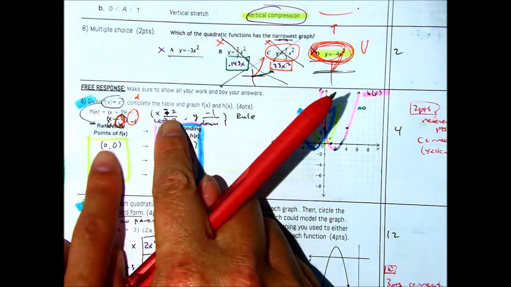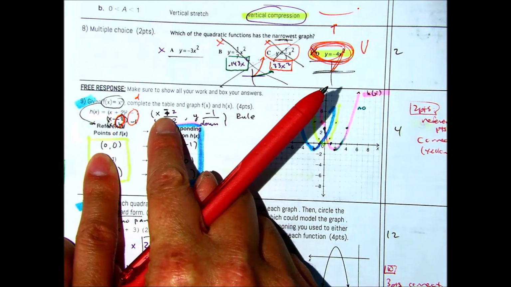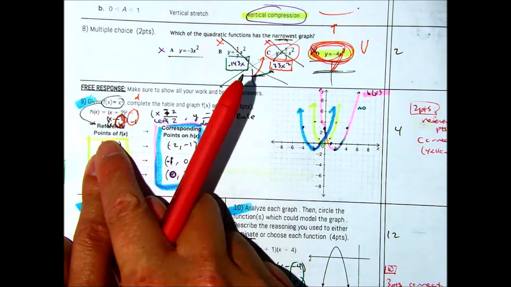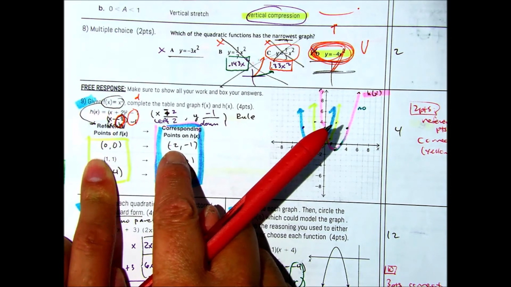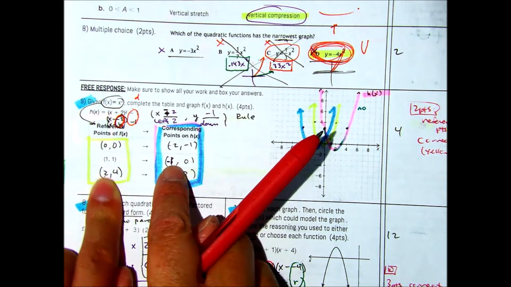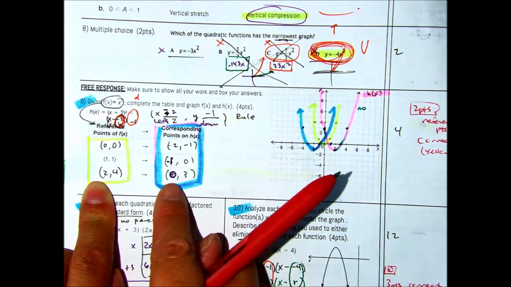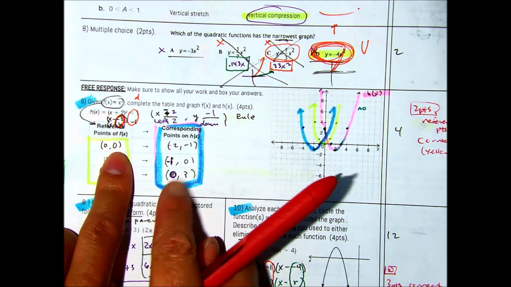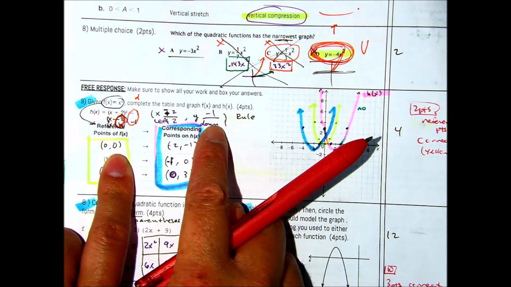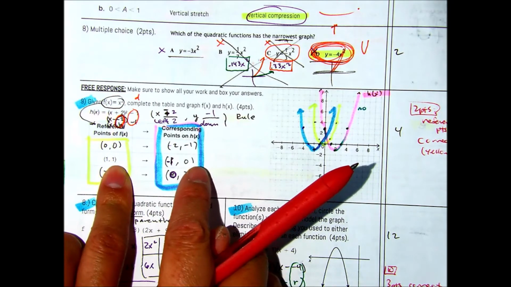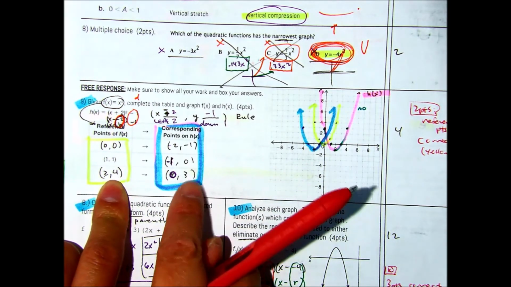So I'm basically taking every x value and subtracting 2. 0 minus 2 gives me -2. 1 minus 2 gives me -1. 2 minus 2 gives me 0. You're subtracting 1 from every y value. 0 minus 1 is -1. 1 minus 1 is 0, and 4 minus 1 is 3.